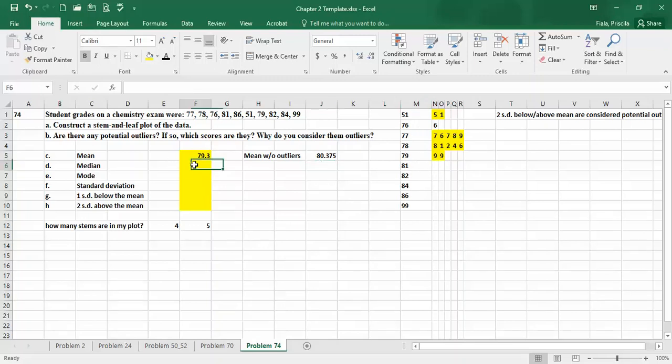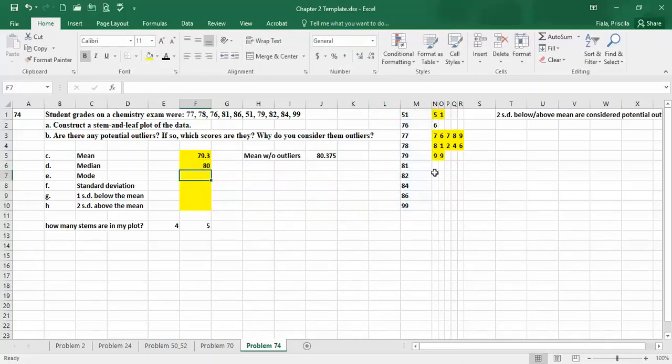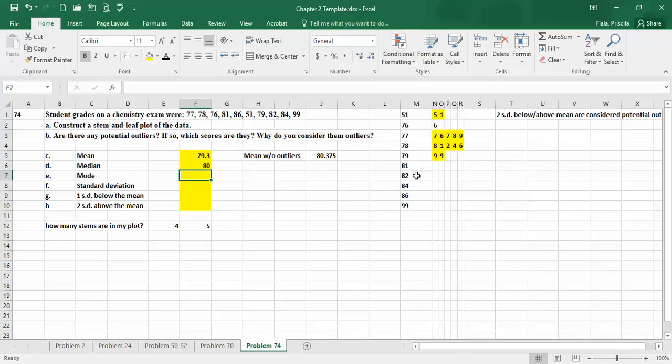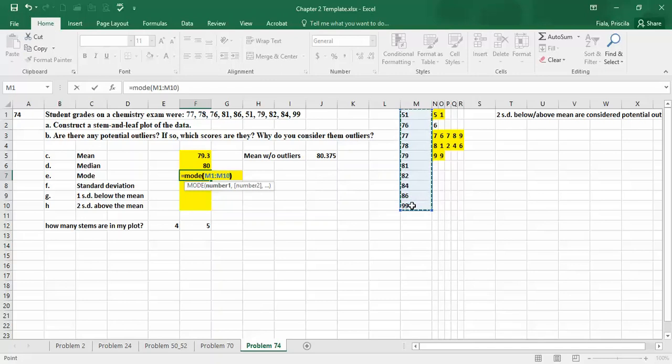Okay. My median, all you have to do is equals median. Literally type median and then select the values and enter. That's your median. It's the one in the middle. Okay. So the mode is the one that happens more often. So we can go ahead and type mode and just go over here.